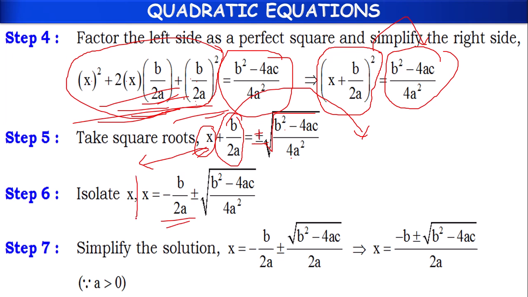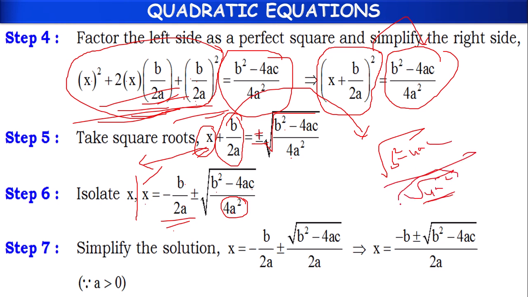If we isolate x, then x equals minus b by 2a plus or minus root of b square minus 4ac by 4a square. This can be written as root of b square minus 4ac by root of 4a square. In the denominator, root of 4a square equals 2a. So x equals minus b by 2a plus or minus root of b square minus 4ac by 2a. So this is the formula which we have got.